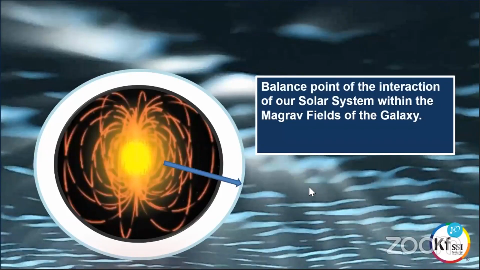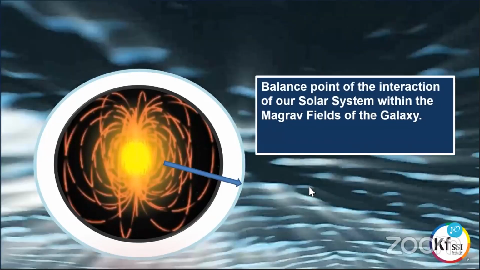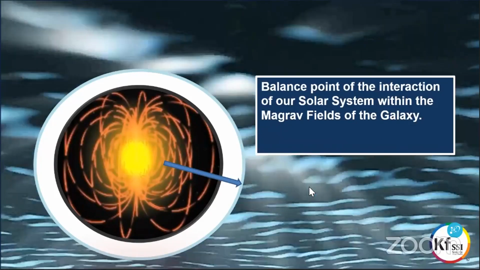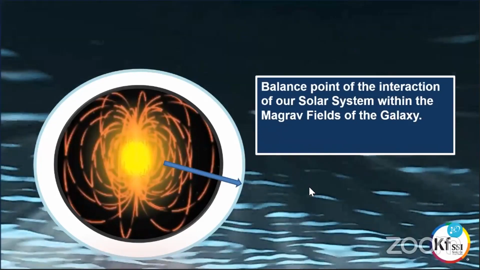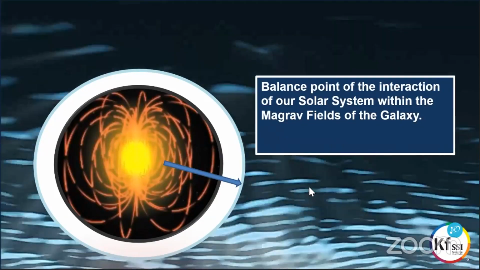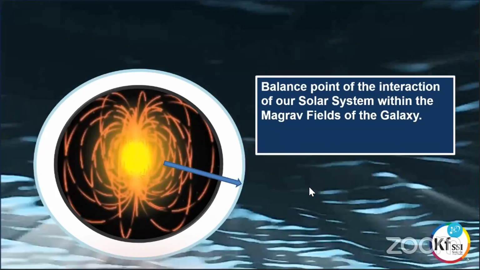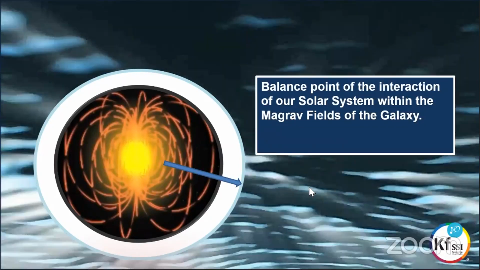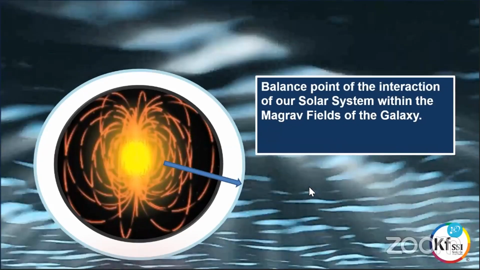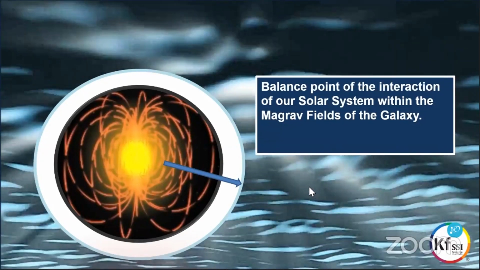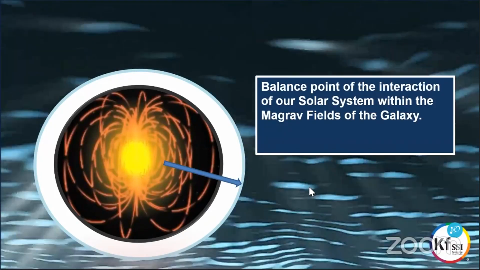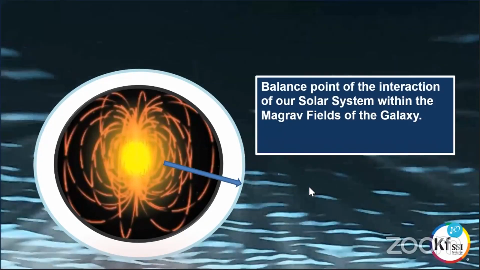And we get this balance point of the interaction of our solar system within the maglev fields of the galaxy. So one has to understand that our solar system as a plasma is operating within the galaxy, which is another plasma. And our solar system has to find its position, and it's also interacting with the fields of the galaxy. And it's this balance point of interaction that we get all the time.